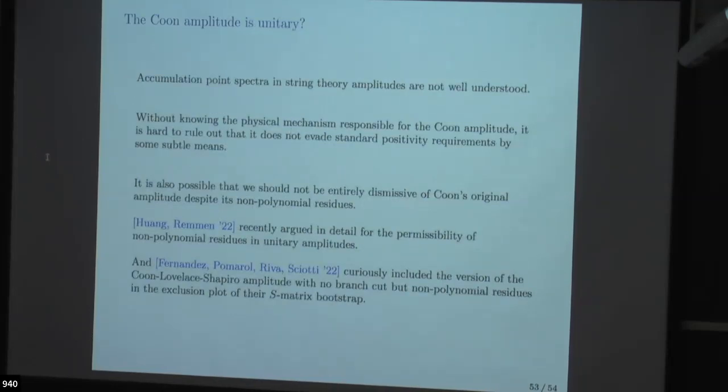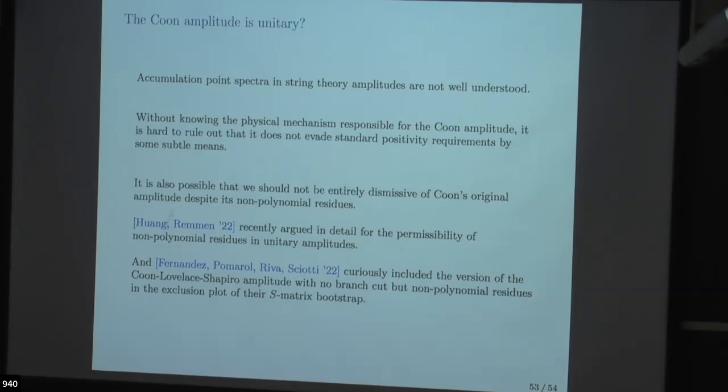Then one possibility, which I don't want to be entirely dismissive of, is that since we don't know the physical mechanism, it's hard to rule out that there could be some subtle way that these positivity requirements are subtly a chain somehow for this mechanism, or perhaps some way that you create a full amplitude from the partial amplitudes.